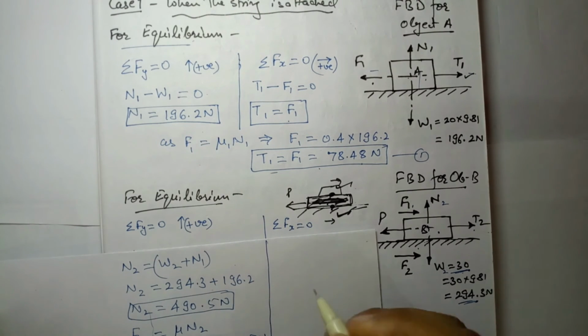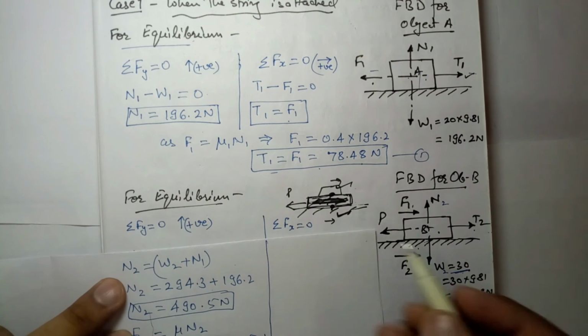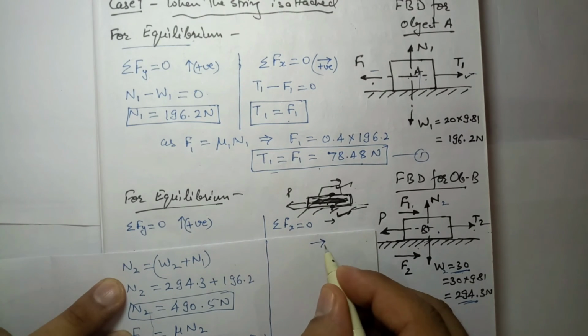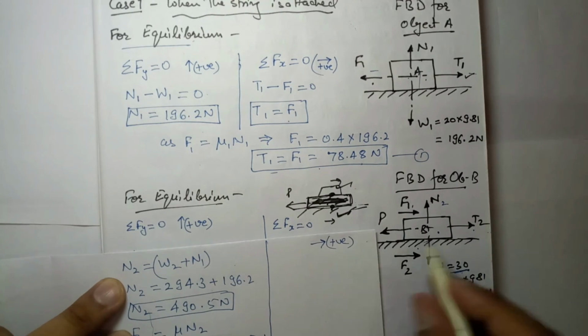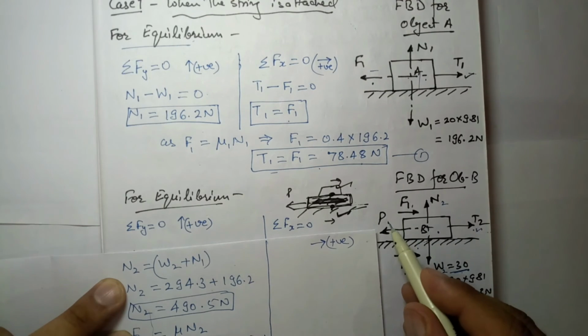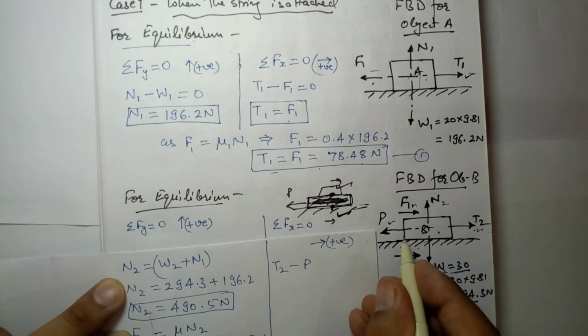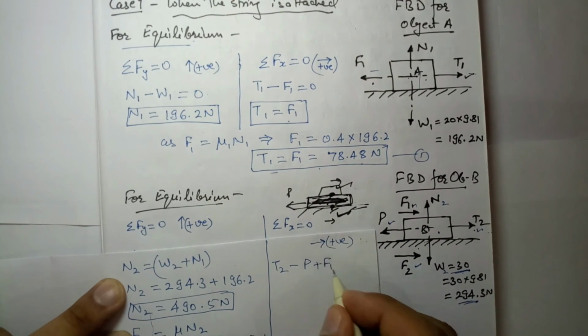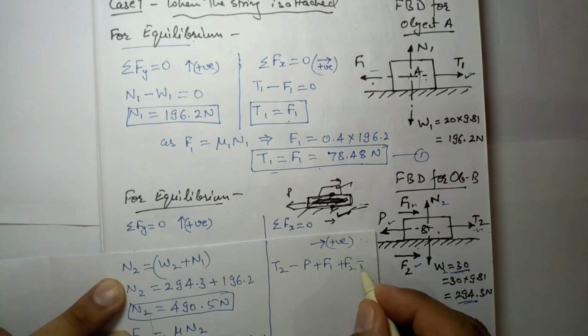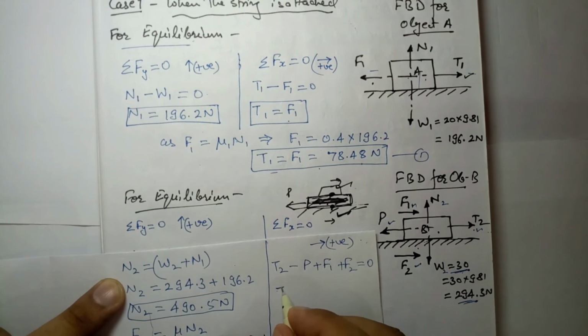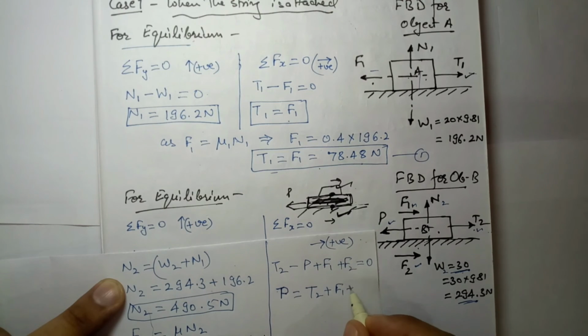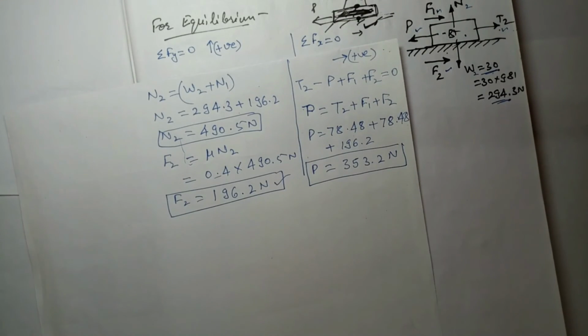Now we apply the equilibrium condition for the x-axis. Let's say we have taken right side positive. What are the forces acting in the x-axis? First T2, P, F1 and F2. We will see the direction. Right side positive means T2 will be positive, T2 minus P because it is acting left side, then plus F1 because it is acting right side, and plus F2 acting right side, that is equal to 0. We have to find the value of P, so P is equal to T2 plus F1 plus F2.